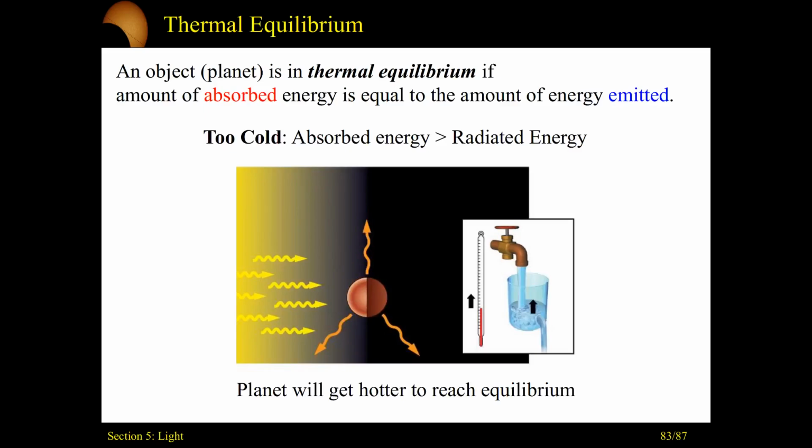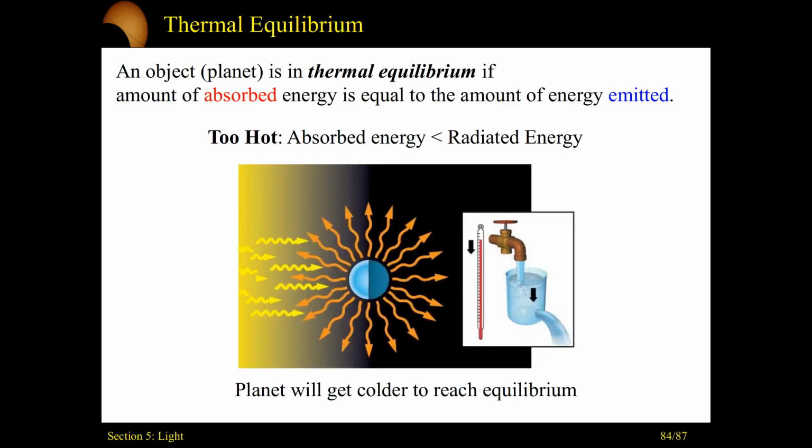If the planet is too cold, that means that it's radiating photons away at a lesser rate than it's absorbing energy. In the water analogy, the rate the water is pouring out is less than the rate the water is pouring in. So the water level is going to rise.